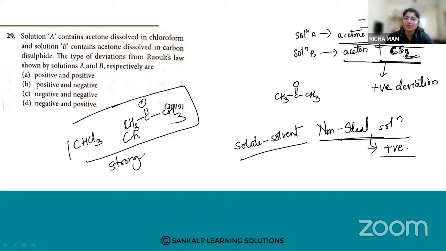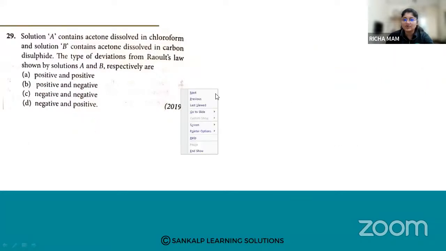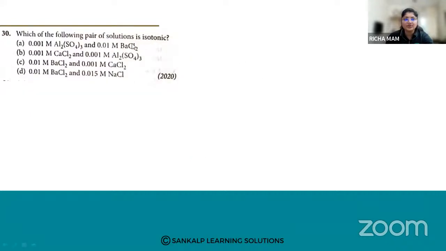Why? Because it is forming hydrogen bonding. So the intermolecular forces between them are stronger, and because of this, it will show the negative deviation. So this is the answer. Option number D, whoever answered option D, it is the correct one. This was the question asked in 2019. Let us go for the next one.